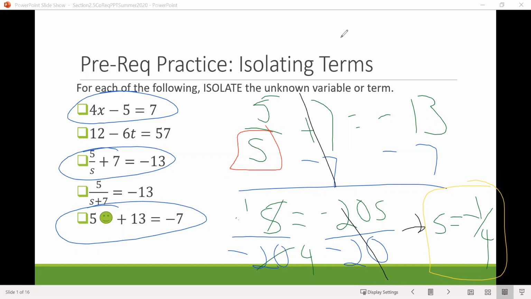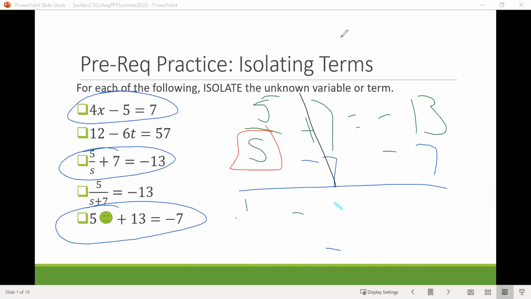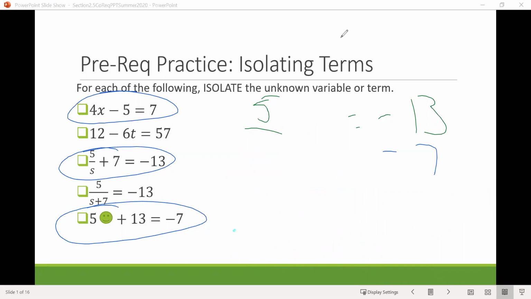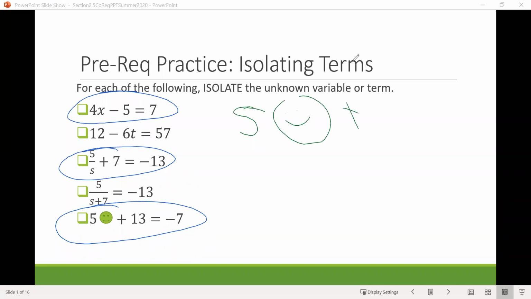All right, now what about the last one? Here we have 5 and then a happy face plus 13 equals negative 7. And the purpose of this is to see that even though in this case it's not a variable, it's not a letter, the unknown thing is still something we can isolate and solve for, right? So we have 5 times a smiley face plus 13 equals negative 7. And even though it's a smiley face this time, we can still go through the same process.